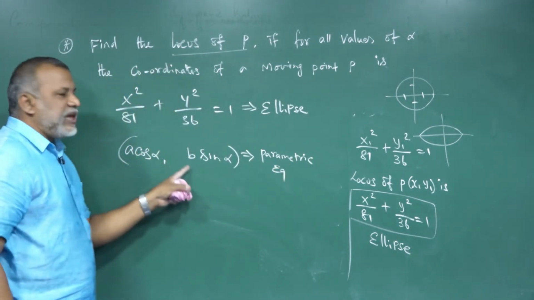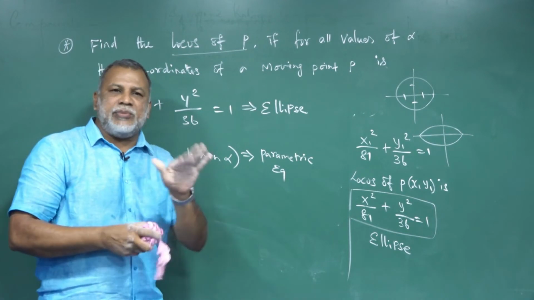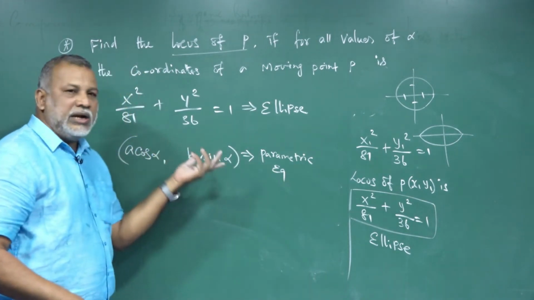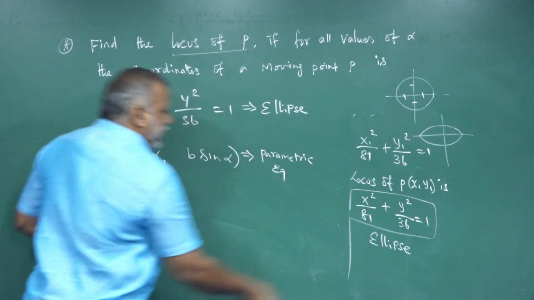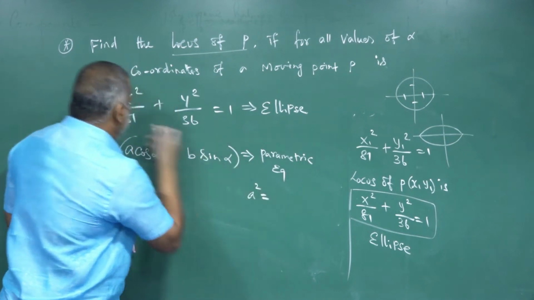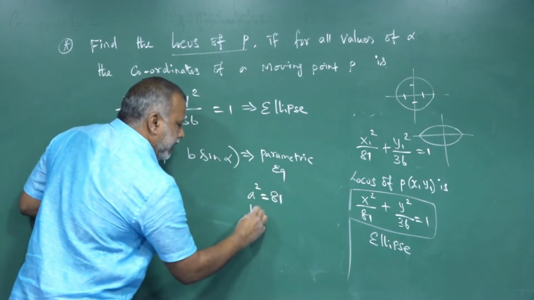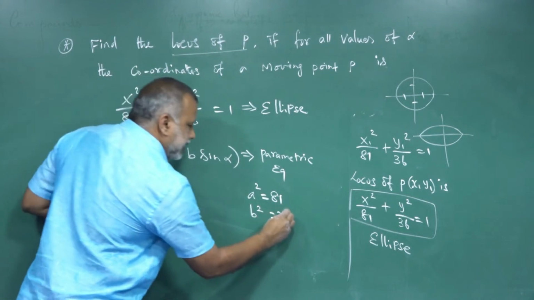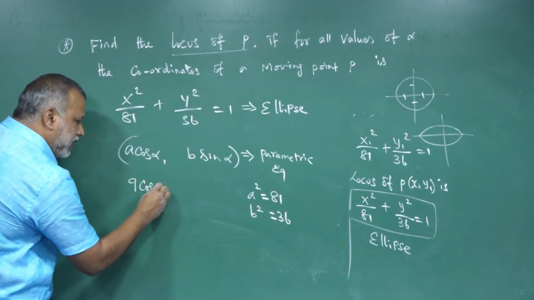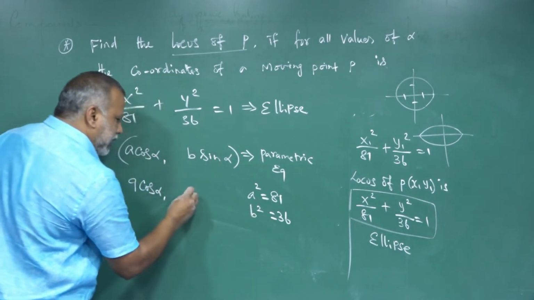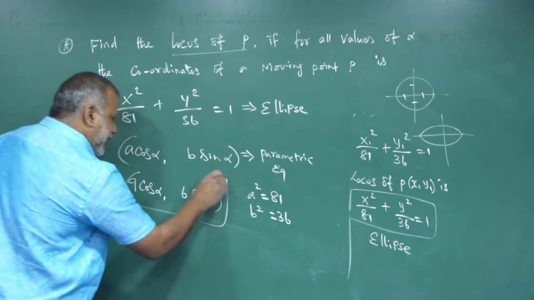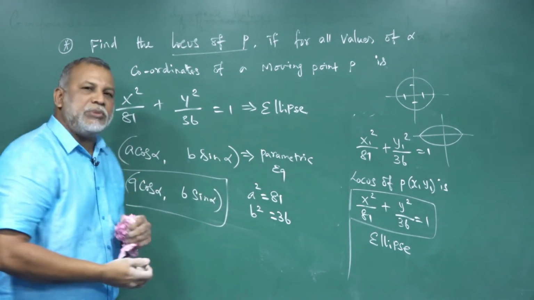Here, what is the value of a and b? In the previous question a and b were equal, and only then is it called radius. Here a and b are different. This denominator 81 is considered to be a squared, so a squared is equal to 81. Then b squared is equal to 36. So from this a equals 9 cos alpha, and from b squared, b equals 6 sin alpha. So this is the question asked. This is called parametric formation.